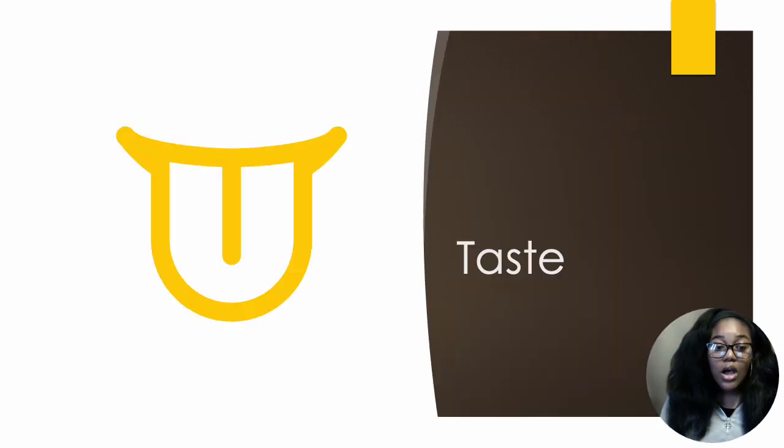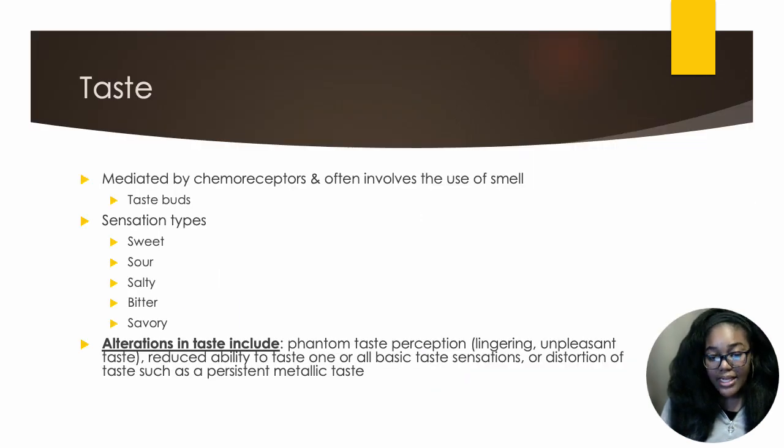So the next thing we'll talk about is taste. And again, we'll talk a little bit about what taste does. It's the sense of taste on the tongue. And then we'll talk a little bit about the alterations that are associated with that. So this one's pretty easy to understand.